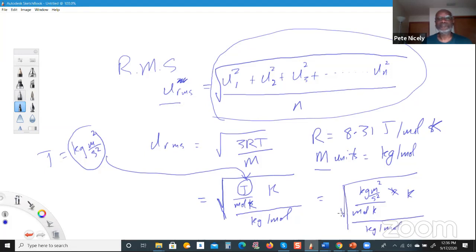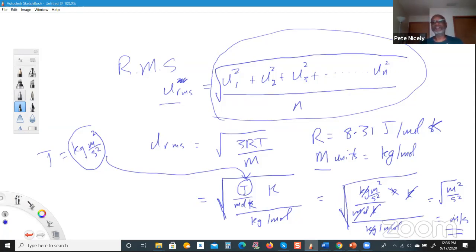So if you put those units into this formula, you're going to see some cancellation taking place. For example, the Kelvin here and here will cancel out, the mole units will cancel out, and the kilograms will cancel out here and here. So what you'll be left with is the square root of meter squared over second squared, which means that the units of molecular speeds will be meters per second, all right?